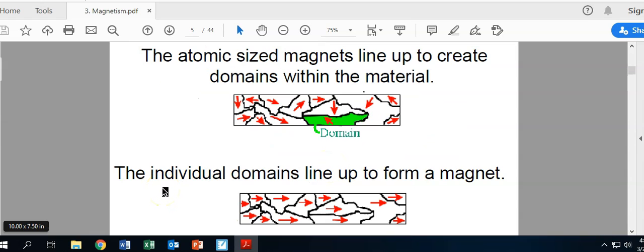So now we are looking at a larger size, out of the atomic realm, but more in the macro realm. Here we see that the atomic size magnets line up to create domains within the material. These little domains, one here is green, for example, and the other ones are white, with these red arrows pointing in different directions. These red arrows represent north and south, like little compasses. A metal that is unmagnetized has this random separation and random pointing of all of these little internal atomic magnets. It's not until the individual domains line up, so the arrows point in the same direction, that we actually get a true north pole.